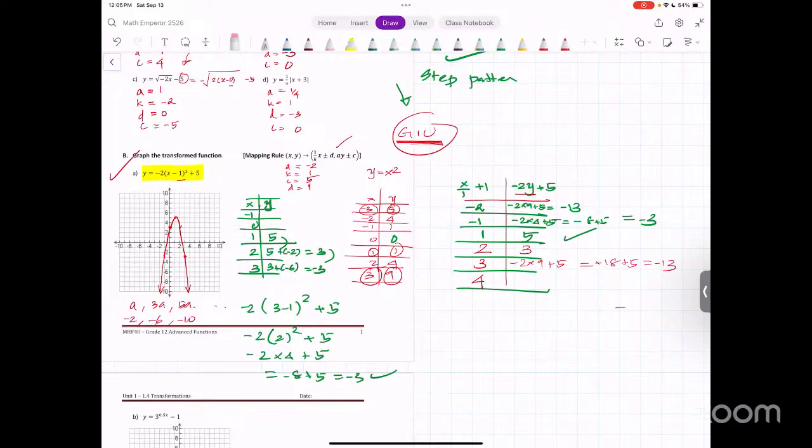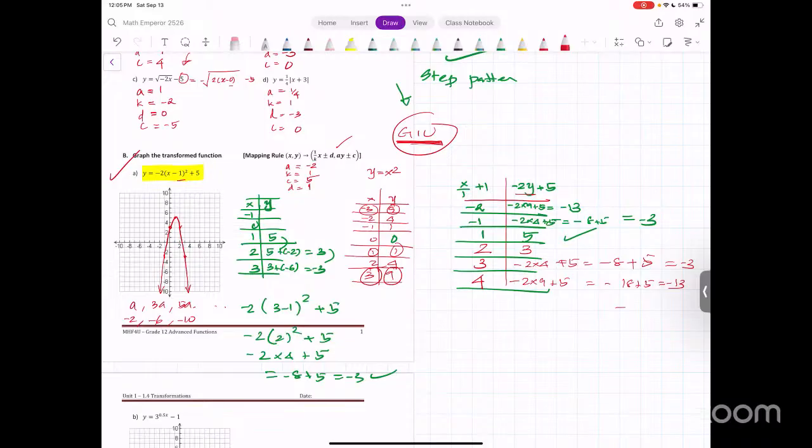Let's do it for the 4. And that 4 is, if I got a 3, 3 plus 1 is going to be 4. If I do 9 minus 2 times 9 plus 5, minus 18 plus 5 is negative 13. There was a mistake in here. You guys are not telling me that. Because that is 2 plus 1. I got a 4. Minus 2 times 4 plus 5, negative 8 plus 5 is negative 3.